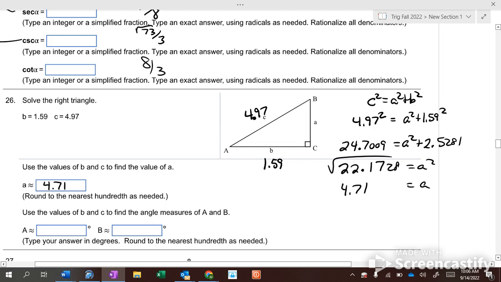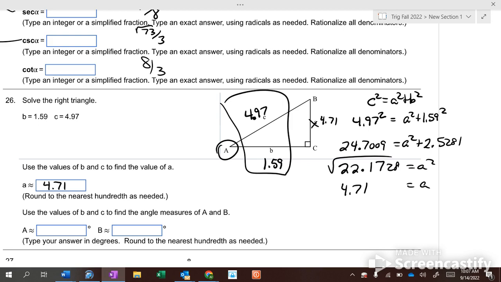Now we have to find angle A. Should I use this 4.71 that I found on this side? No, don't use the one that you found, because this is an approximate answer. It's rounded. We want to use the ones that we're given. Those of you in chemistry, that's that significant digits kind of thing, or scientific notation stuff that you guys talk about.